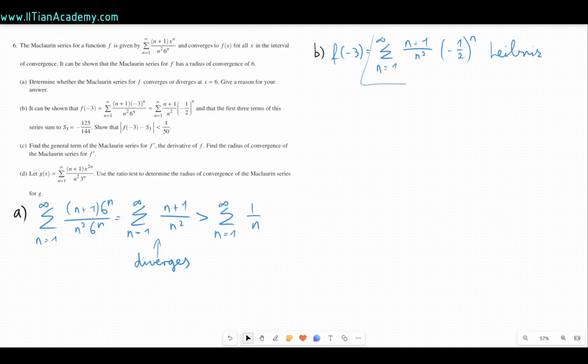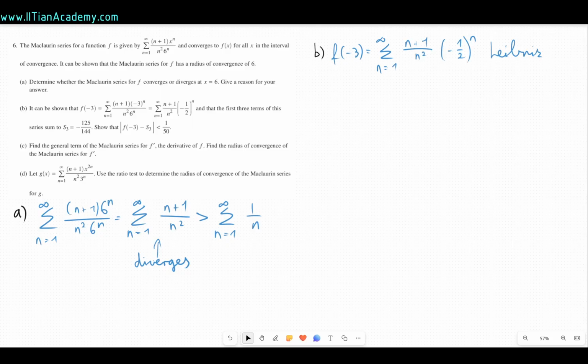And so the conditions for a Leibniz series are that it has alternating terms, going minus, plus, minus, plus, minus, plus, and the terms of the series must all go to 0. So the limit of this has to go to 0.